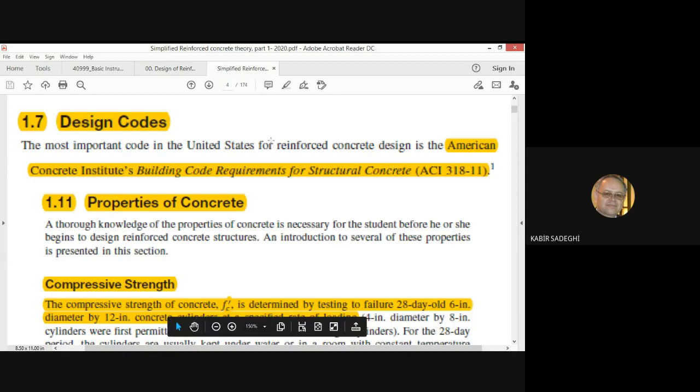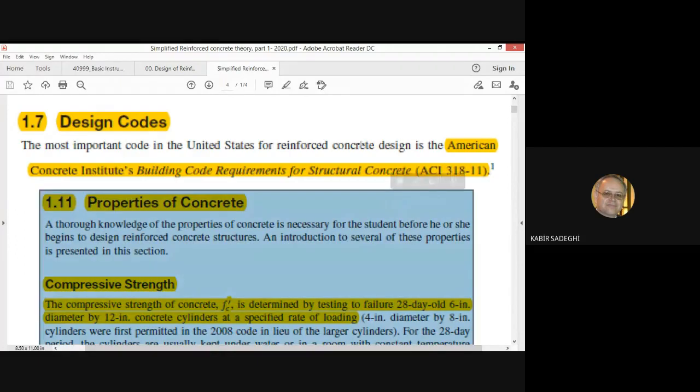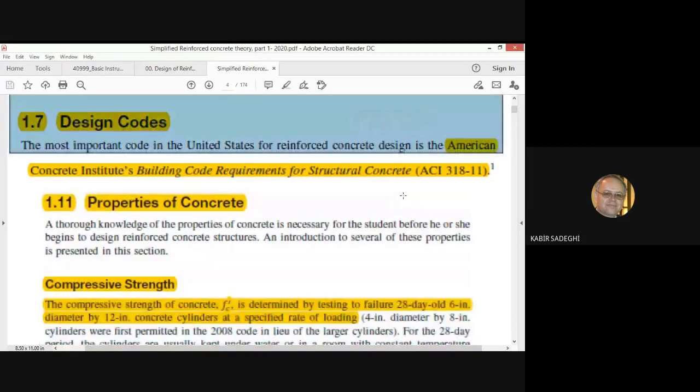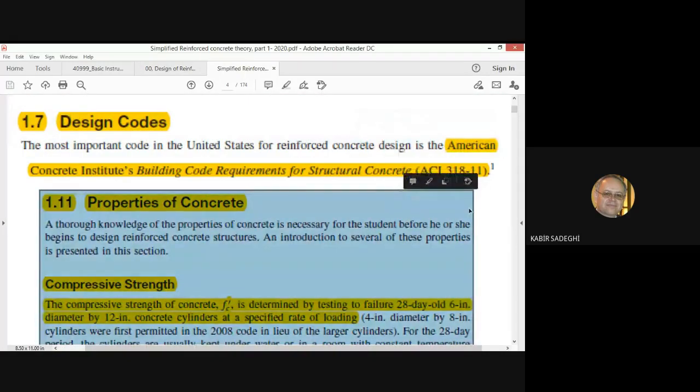What is ACI? ACI is the American Concrete Institute Code. It has some numbers. For example, you see that here we use it in the reinforced concrete design: ACI 318, and you see the dash 11. 11 is the year, 2011. The codes do not change every year. Minor changes happen during 10 or 15 years, and the code is still valid.